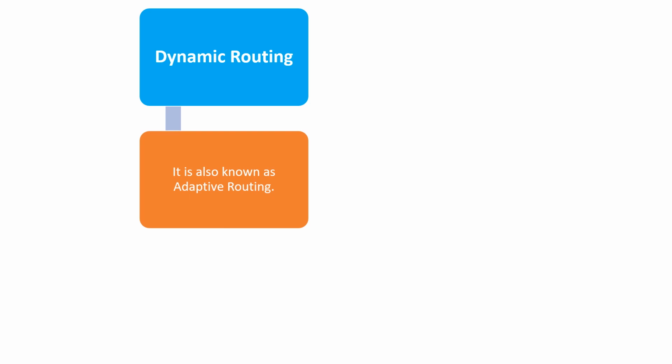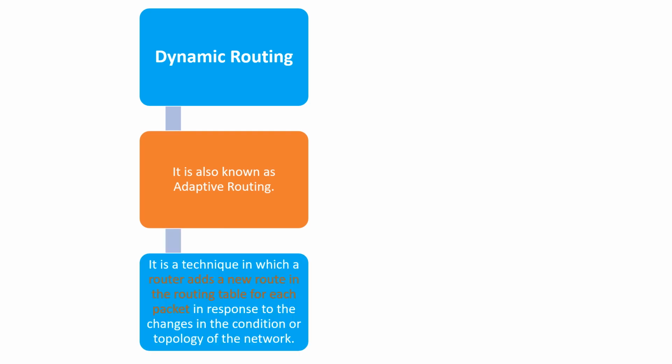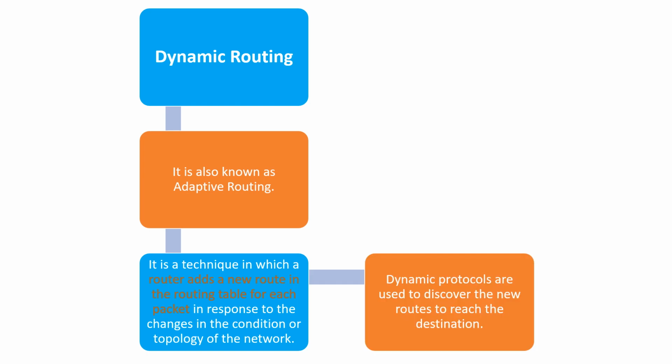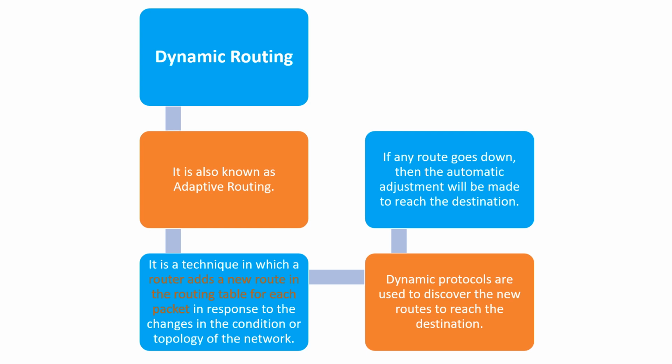Now coming to dynamic routing, this is also known as adaptive routing. It is a technique in which the router adds a new route in the routing table for each packet in response to the changes in the condition or topology of the network. So it is called adaptive routing. Dynamic protocols are used to discover the new routes to reach the destination. These routing protocols we can see in the next video.